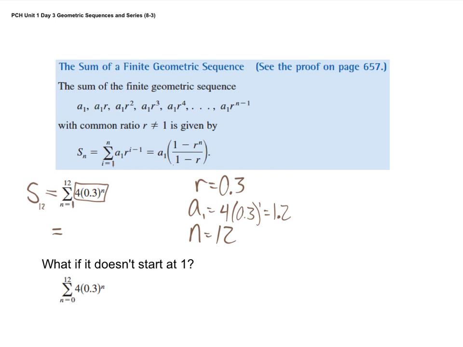All right, so we set this up. We've got our a sub 1, that's 1.2. We have 1 minus 0.3 to the 12th power over 1 minus 0.3. One little tip, by the way, if you're plugging this into your calculator, is do what you can in your head. You are all capable of subtracting 1 minus 0.3 in your head. All you do when you don't do it in your head is give yourself room to make a mistake punching it in.